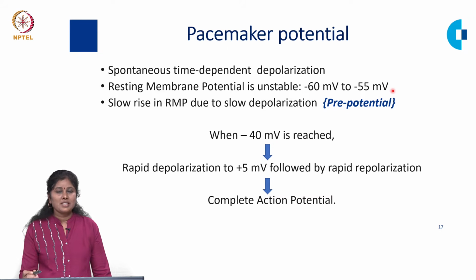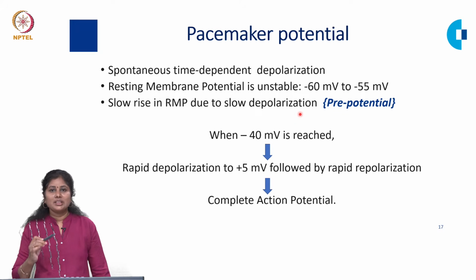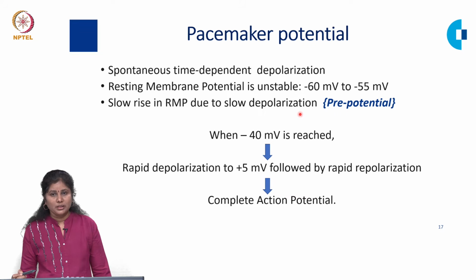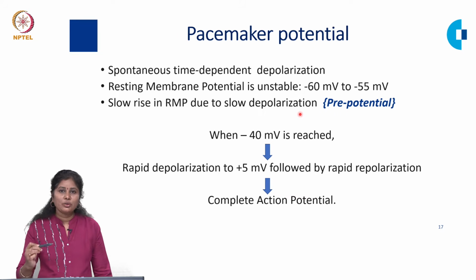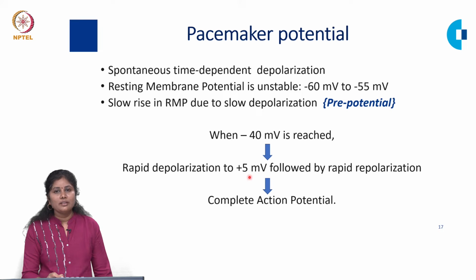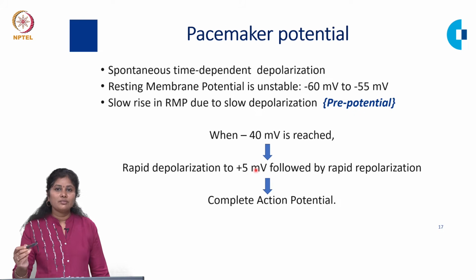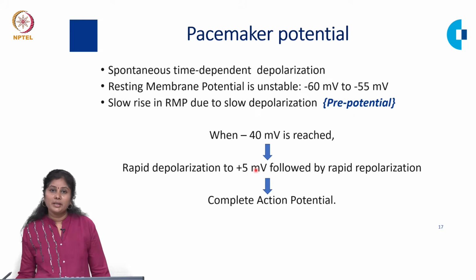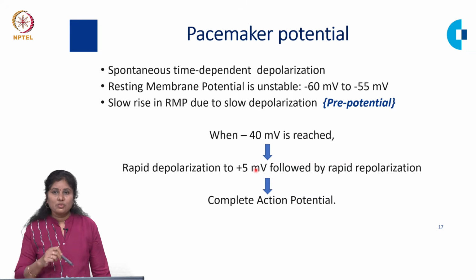Now, why is this resting membrane potential unstable? Because there is slow rise of the resting membrane potential because of the slow depolarization. This rising phase of the resting membrane potential is called as prepotential. So, when it rises slowly and when it reaches -40 millivolts, this is the firing level, a rapid depolarization will occur which goes up to +5 millivolts, which will be followed by rapid repolarization. This completes one action potential in a pacemaker tissue.